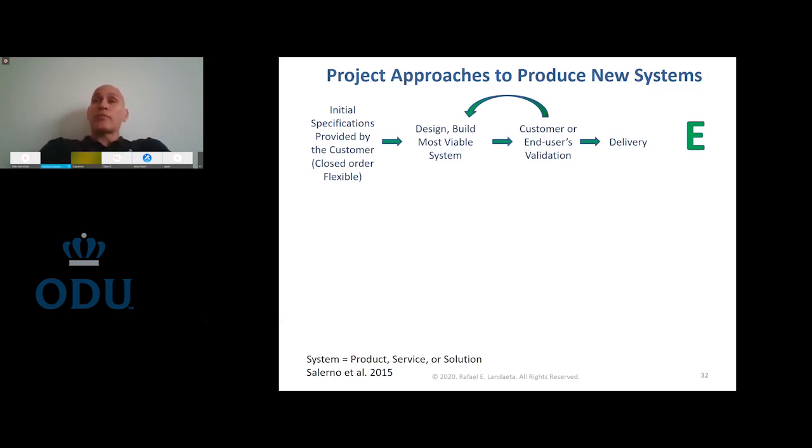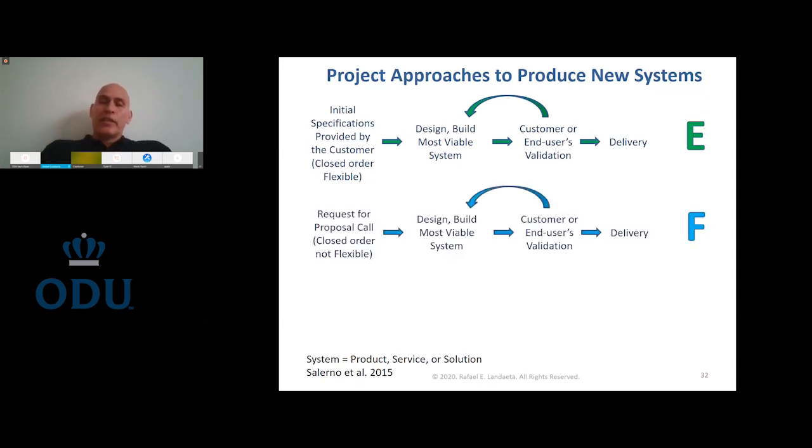the customer comes with a better idea of what they want and provides a closed order with requirements that are, as I said, very well defined, but they provide flexibility so that we, as a project, still have input on what we believe they want. And again, it produces a minimum viable product and then iterates with their feedback until it's ready and is delivered.